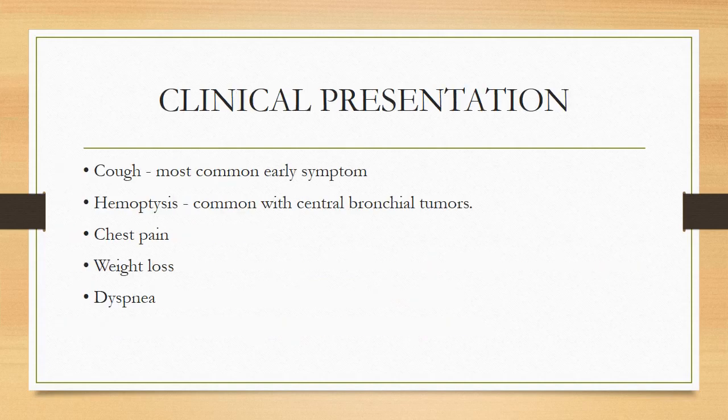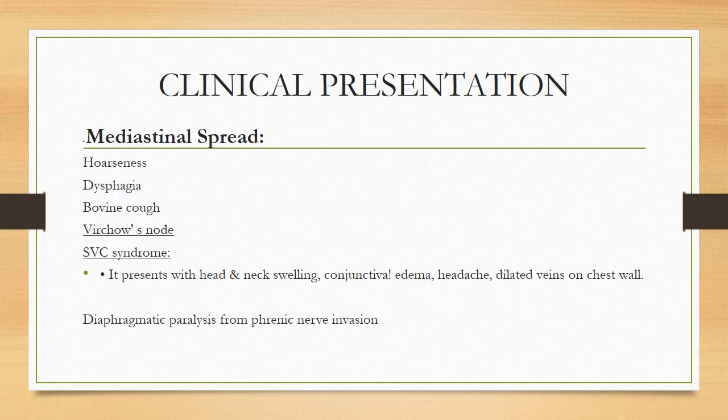So the patient with lung cancer will present with cough, which is the most common early symptom. They may also present with hemoptysis, especially in central bronchial tumors because of invasion of blood vessels, chest pain, weight loss, shortness of breath, fever, and night sweats. In case of mediastinal spread, the patient may present with hoarseness due to recurrent laryngeal nerve palsy. They may develop dysphagia due to esophageal invasion.